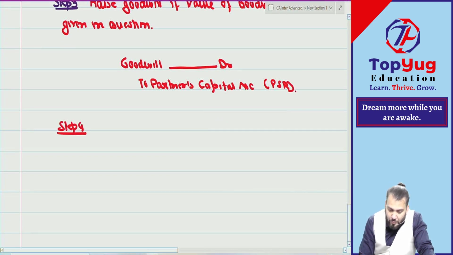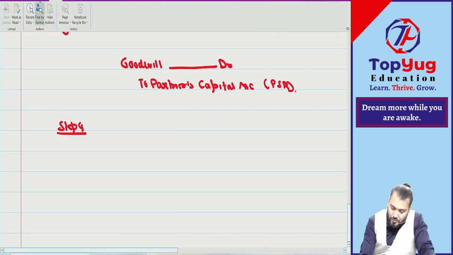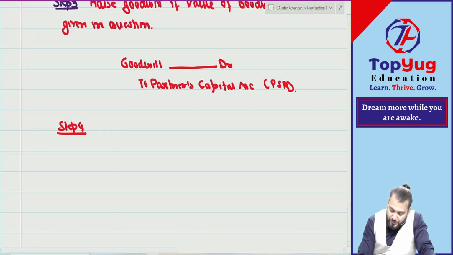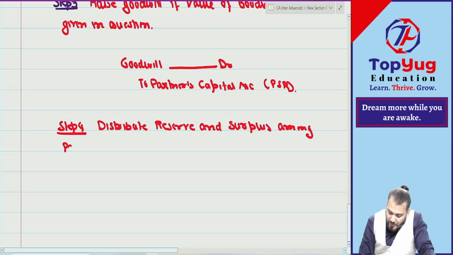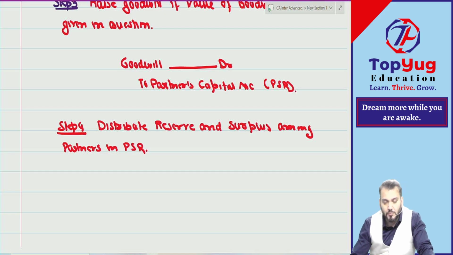What is step number 4? Very good. Distribute reserve and surplus among partners in PSR. In this too you are expert. Correct.